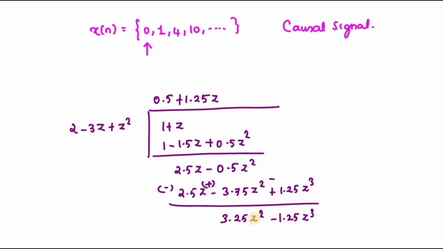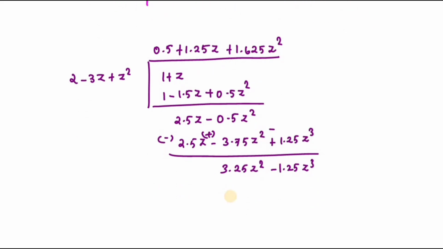Next, in order to get this one, I have to multiply with 1.625 z square. In that case, I will get 3.25 z square. You should not multiply with minus. You have to multiply with the same sign only. So you will get minus 4.875 z cube plus 1.625 z 4.